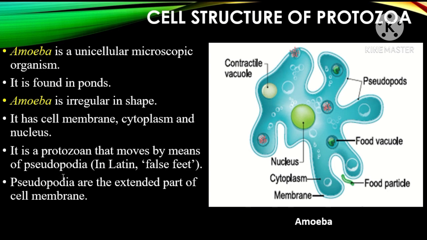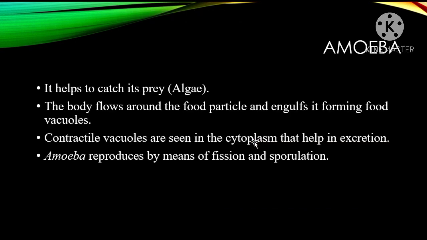Pseudopodia. The locomotory organ of amoeba is called the pseudopodia, from the Latin word which means false feet. And what is a pseudopodia? Actually, it's the extended part of the cell membrane. So what is a cell membrane? The outermost covering. The extended part or outgrowth of the cell membrane is the pseudopodia, which is a locomotory organ present in amoeba.